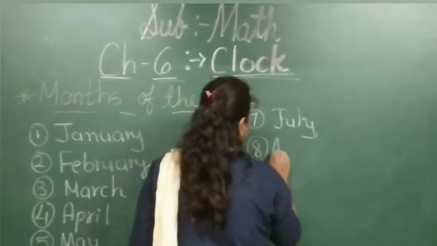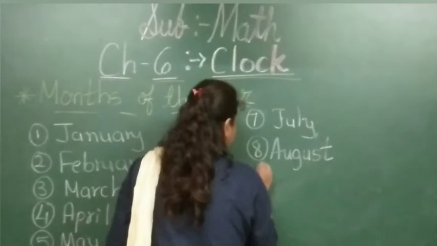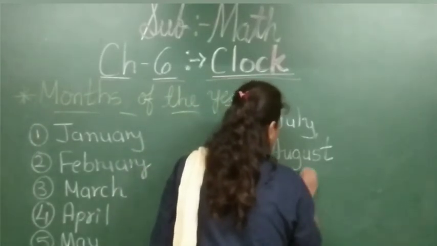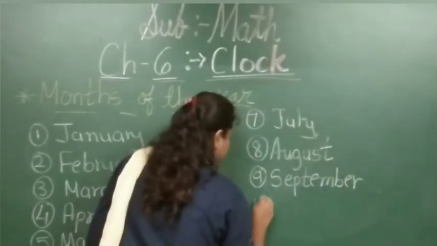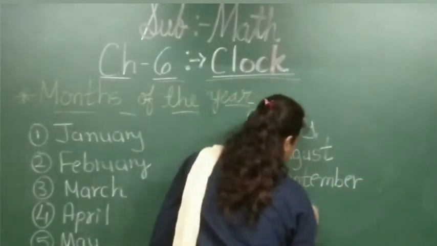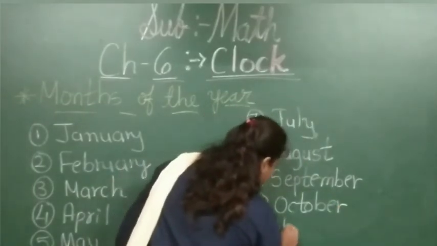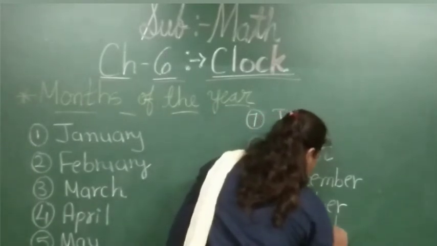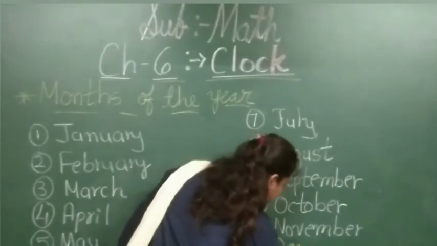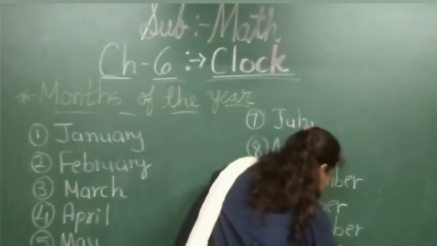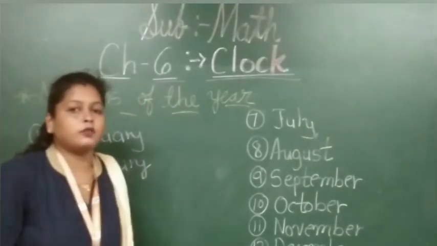Number 8, August. Number 9, September. Number 10, October. Number 11, November. And the last month of the year is December. So these are the names of months, right? So there are 12 months.